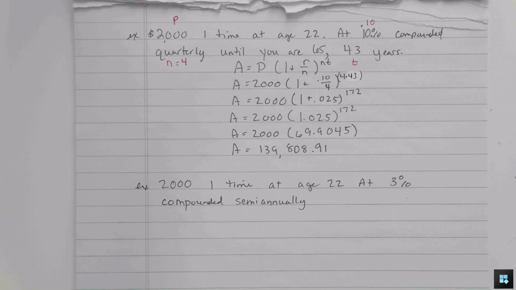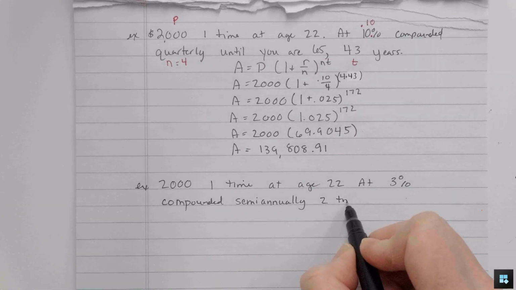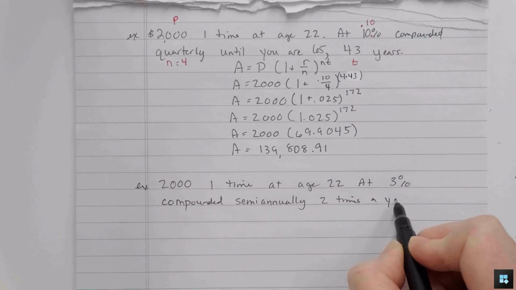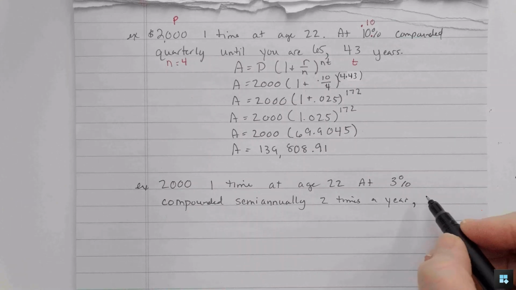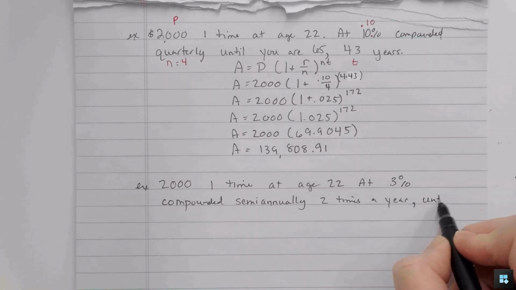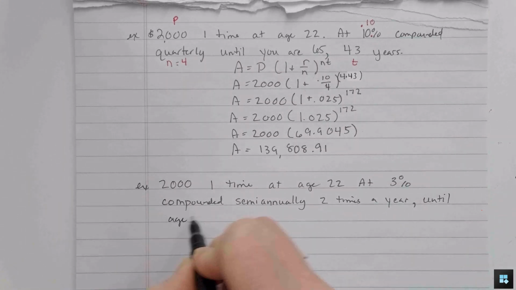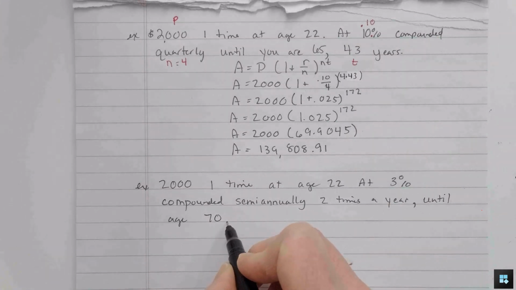How often does semi-annually mean? Twice a year. Good, 2 times a year. And let's even leave it in longer. Let's leave it until you're 70. So that's 48 years.